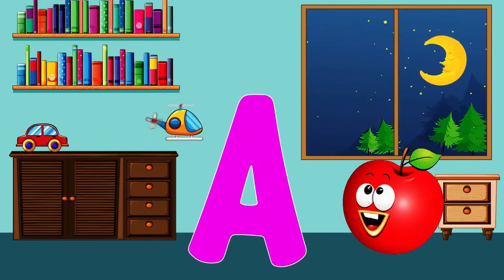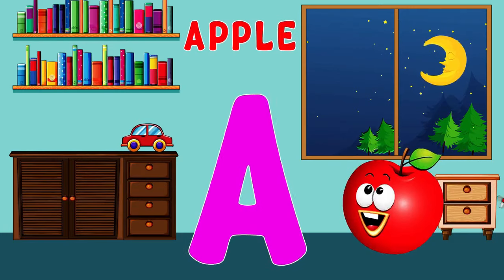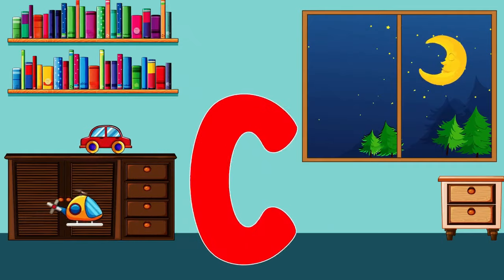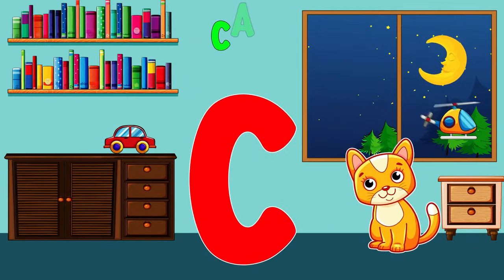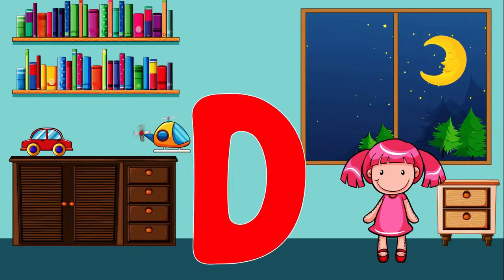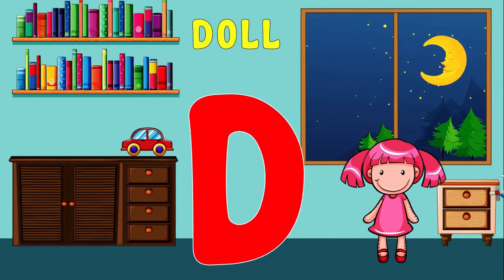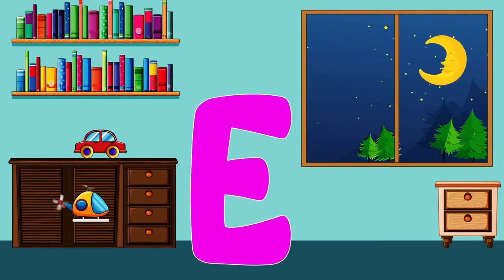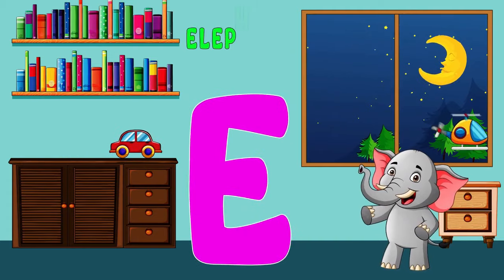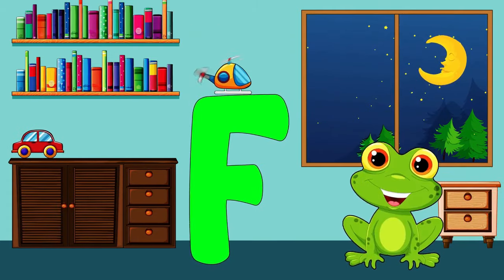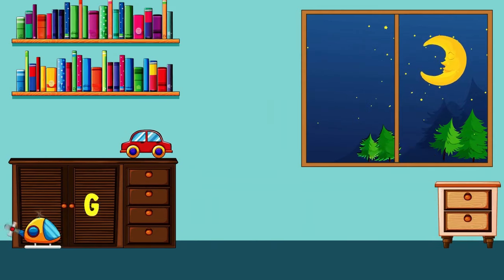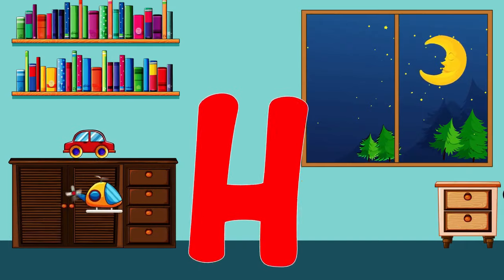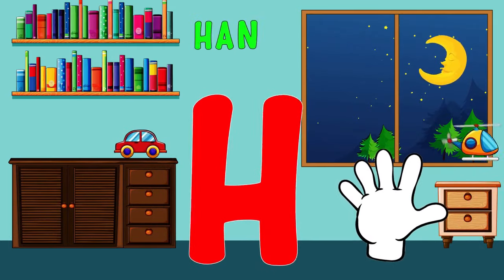A is for apple. Apple. B is for ball. Ball. C is for cat. Cat. D is for doll. Doll. E is for elephant. Elephant. F is for frog. Frog. G is for goat. Goat. H is for hand. Hand.